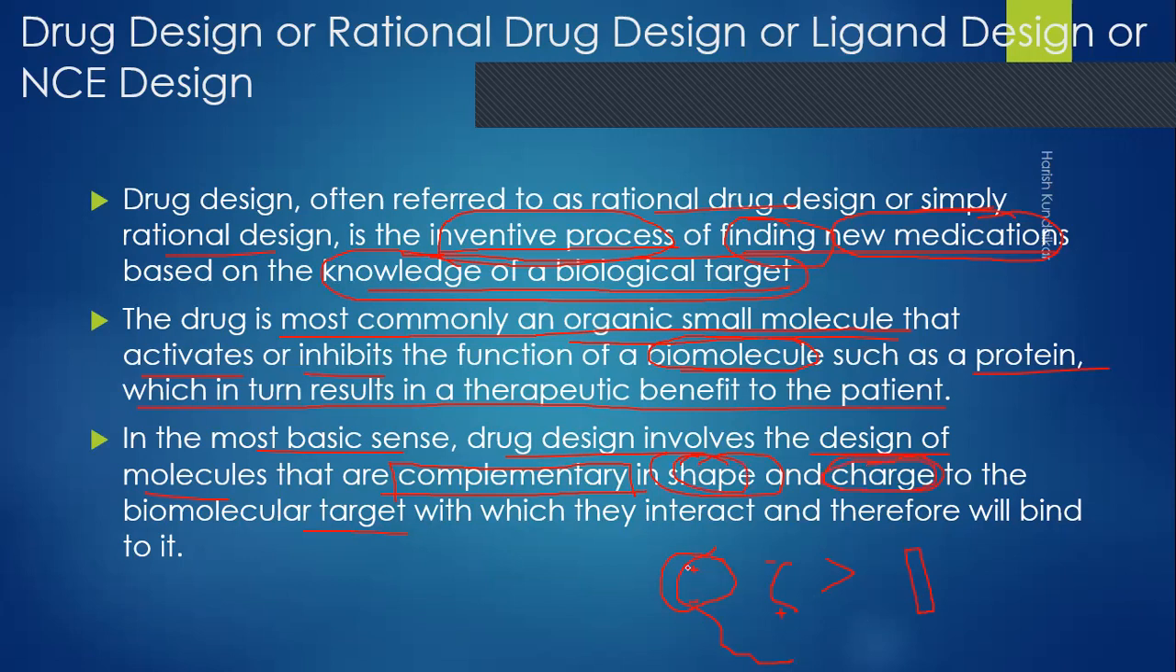Now just imagine this site is positively charged, this is negatively charged, right? In the active site. What if we design a ligand which is complementary in shape but has a positive charge over here and a negatively charged functional group over here? What will happen? These charges will repel, right? So that means complementarity has to be in terms of shape and also in terms of charge, right?